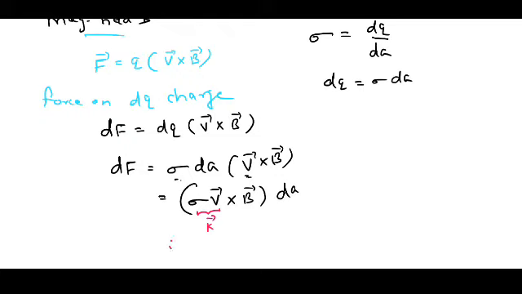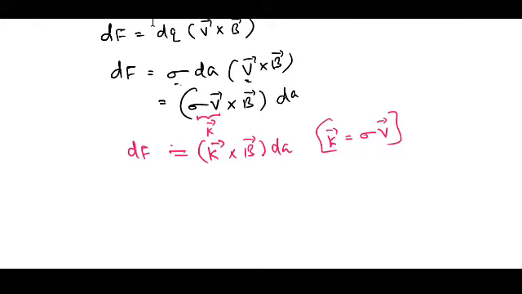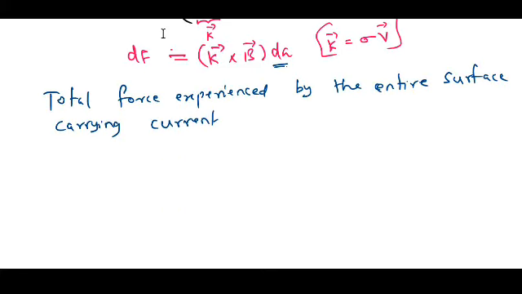Therefore, this can be written as K cross B into dA. That is our dF, where K is sigma v. This is the force experienced by a small area dA. Then the total force experienced by the entire surface carrying current can be written as F. Just integrate the above expression.